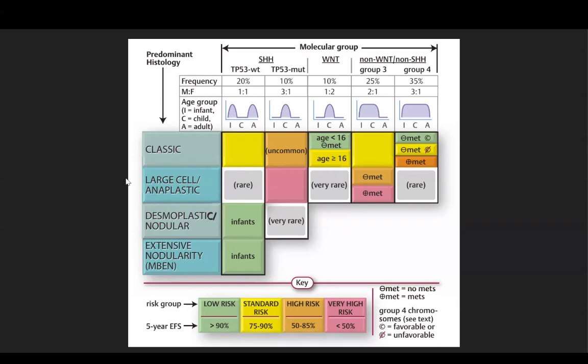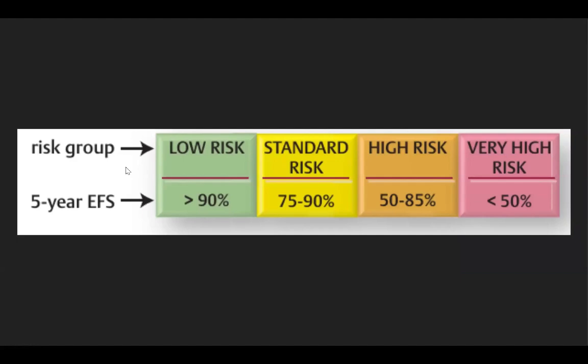So let me move back. You have to thoroughly remember this first. Low risk is green, standard risk is yellow, high risk is orange, very high risk is red. What do you mean by 5-year event-free survival? This EFS is event-free survival.